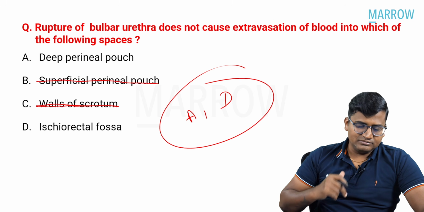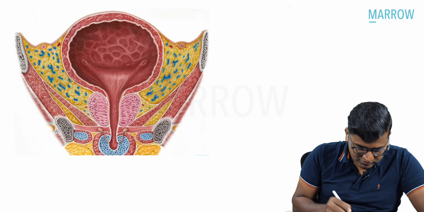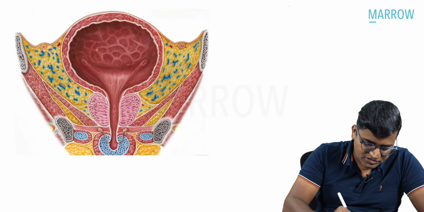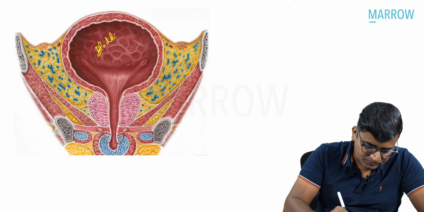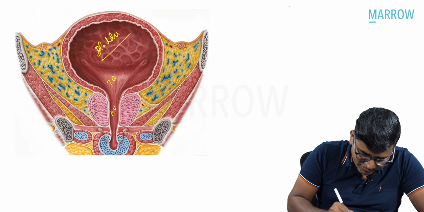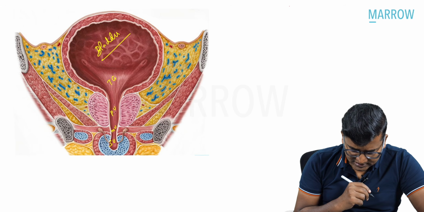Now see this diagram. This image is giving some clue for us. What is that? This is the coronal section of the bladder. This is the bladder. This is the trigone of the bladder. And this is the prostatic urethra. And this is the membranous urethra. And this is the spongy urethra. Very easy to identify, right?